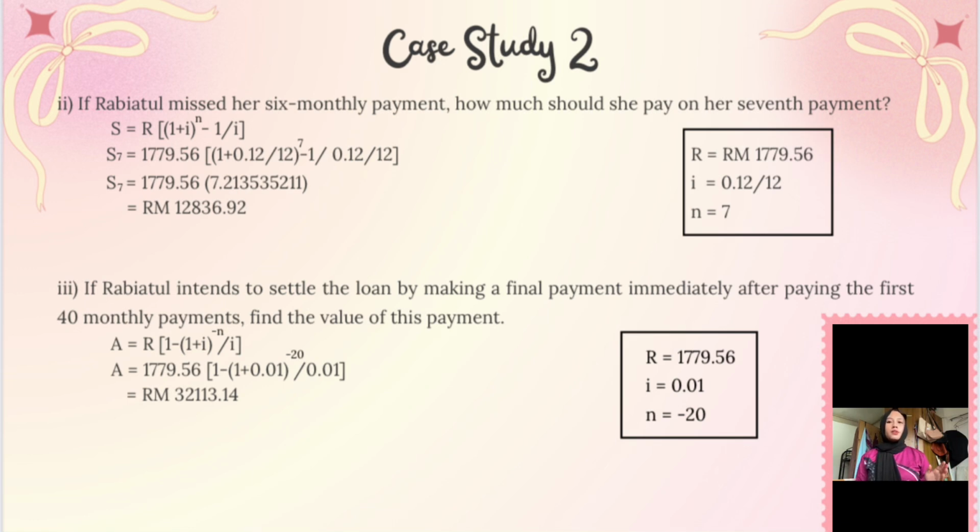Next, we substitute the given values into the formula. A equals 1,779.56 times [1 - (1 + 0.01)^(-20)] divided by 0.01. After calculating the expression, we get the final answer. Therefore, A is equal to RM 8,213.14.